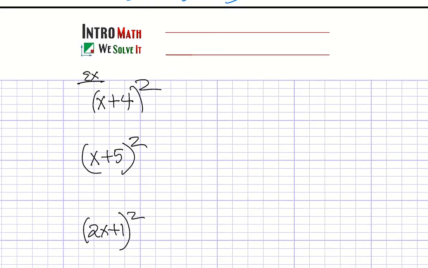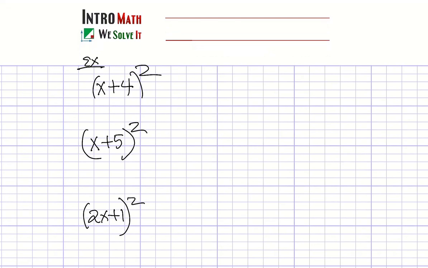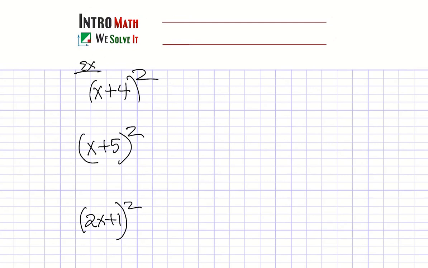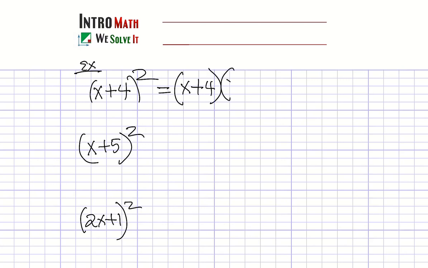Okay, let's work a couple of examples. You see the first one there. Just work examples. That's how you learn how this stuff works. So you just expand that. You can write it like this: x plus 4 times x plus 4. That helps you. And then x times x, you get x squared. x times 4, you get 4x. 4 times x, you get 4x again.